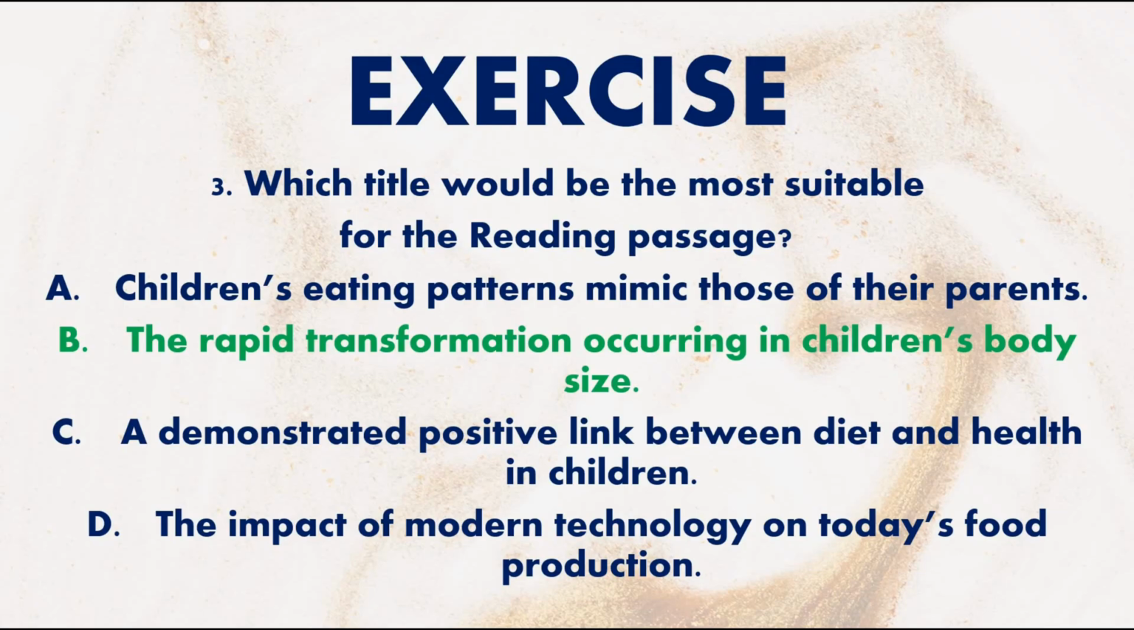So if you answered letter B, then you're correct. The rapid transformation occurring in children's body size. That's the most appropriate title for the reading passage compared to the other three options. So that's skimming, guys. I hope you use this method or technique effectively during your IELTS reading test, okay?